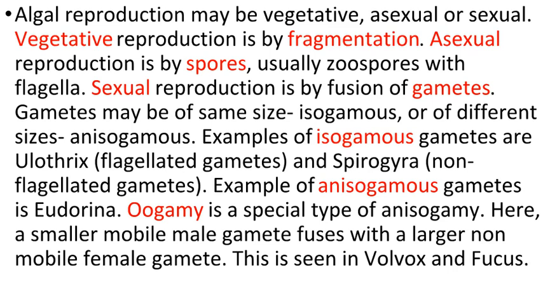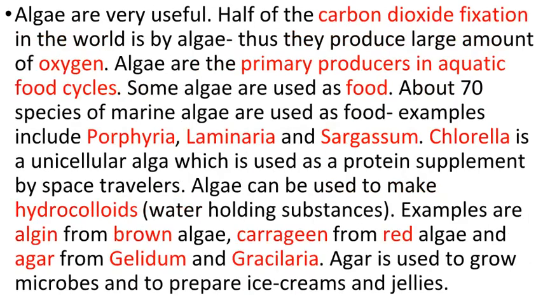Oogamy is a special type of anisogamy. Here, a smaller mobile male gamete fuses with a larger non-mobile female gamete. This is seen in Volvox and Fucus. Algae are very useful. Half of the carbon dioxide fixation in the world is by algae, thus they produce large amount of oxygen. Algae are the primary producers in aquatic food cycles.